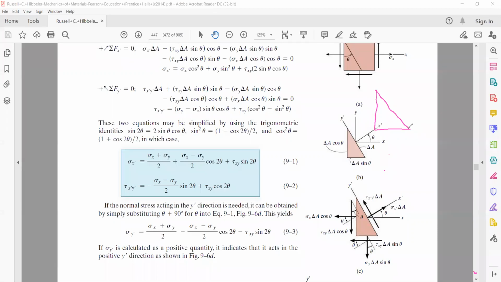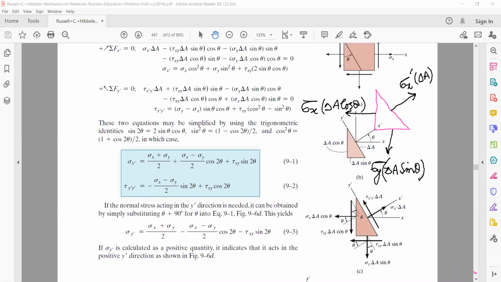On this face, we have stress acting. The force acting is sigma x prime multiplied by delta A. And on this face, the normal force acting is sigma x into delta A cos theta. And on this face, the force acting is sigma y delta A sine theta.